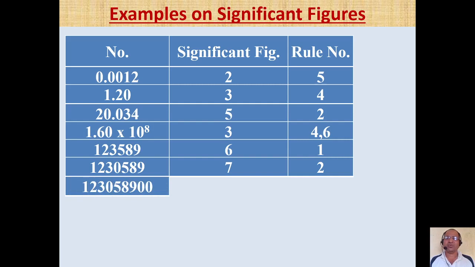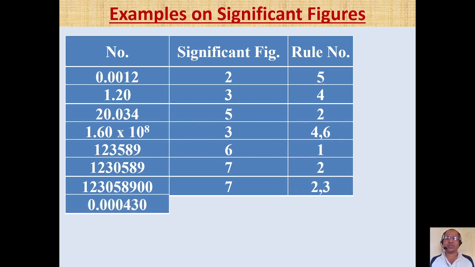The number 1, 2, 3, 0, 5, 8, 9, 0, 0. Again 3 zeros are there. First 0 is in between non-zero digits 3 and 5, so it is significant. The last 2 zeros are terminal zeros without decimal, so these are not significant. So this number has only 7 significant figures, and we have applied rule number 2 and rule number 3 here.